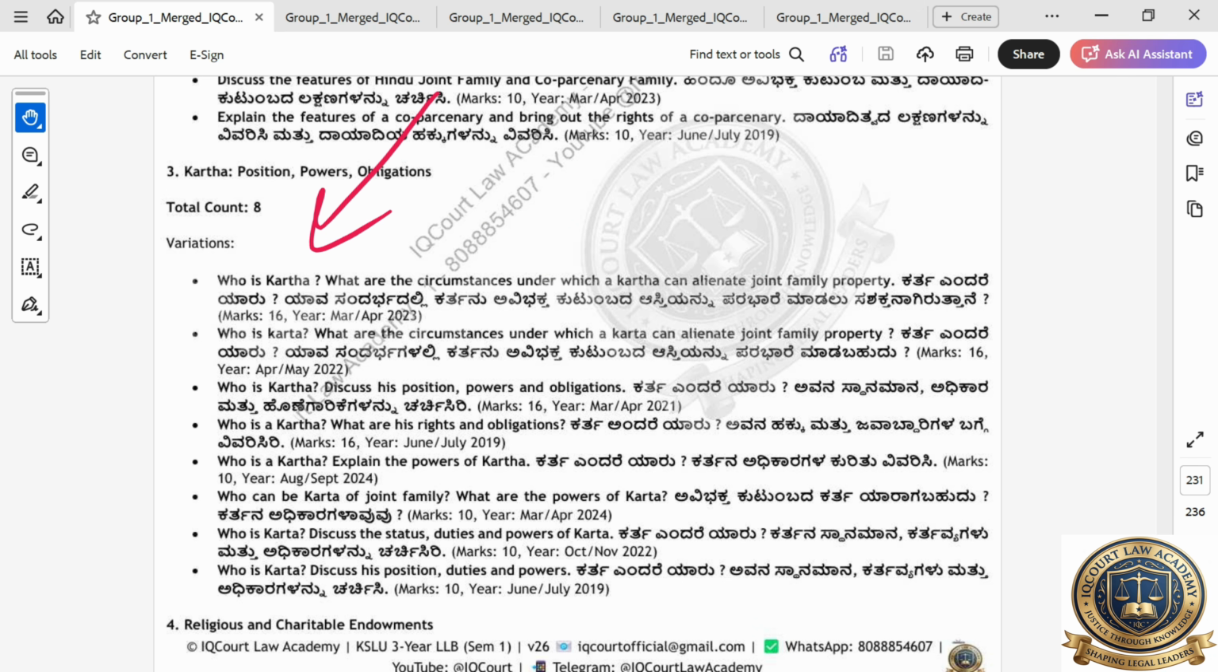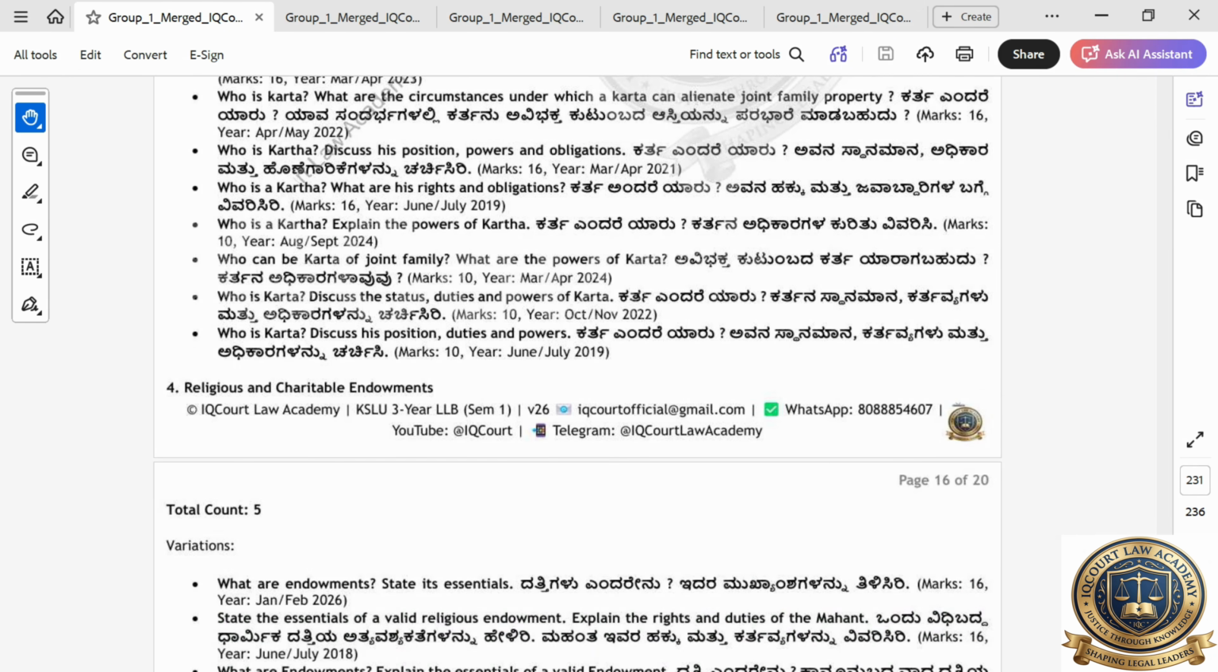Who is karta? What are the different circumstances under which he can sell the property? So very, very important question. So this is also very important. Who can be karta of a joint family? What are the powers of karta? So kartavyagalu, duties, powers of karta. They will ask any of these questions.